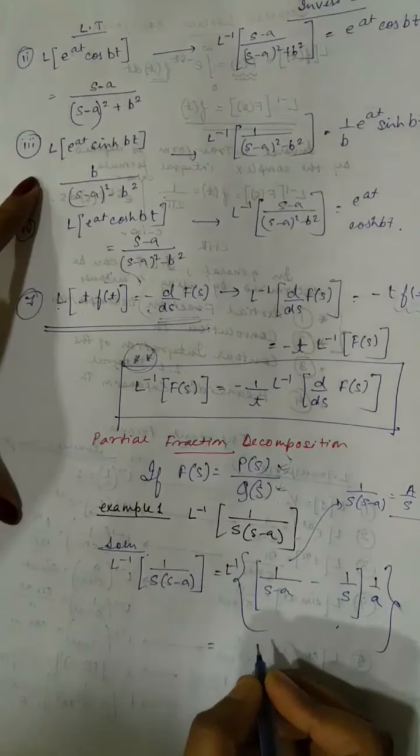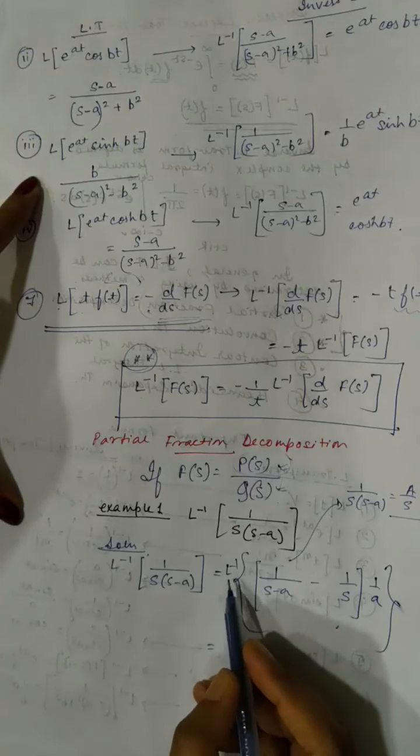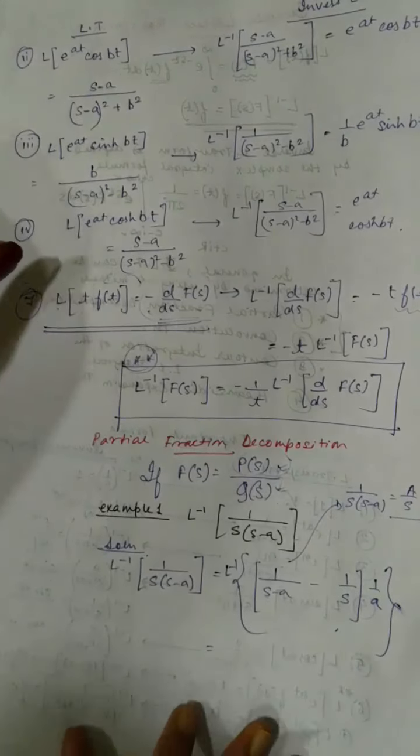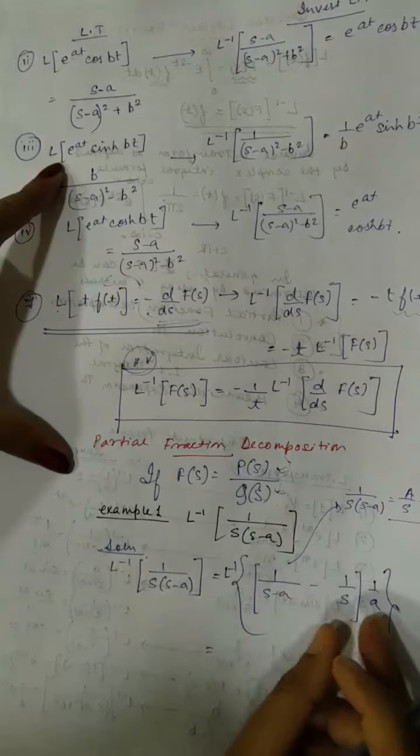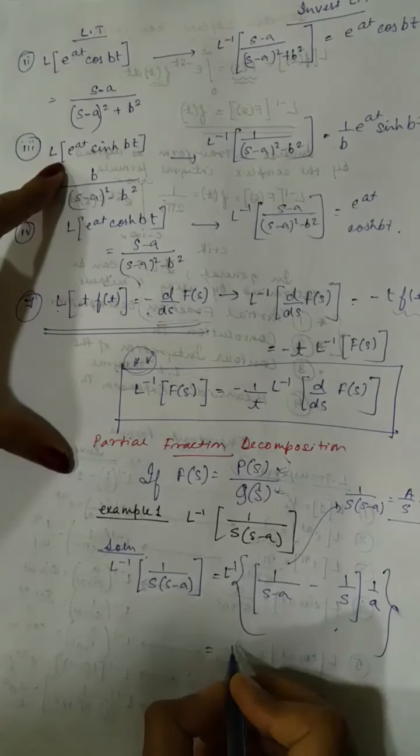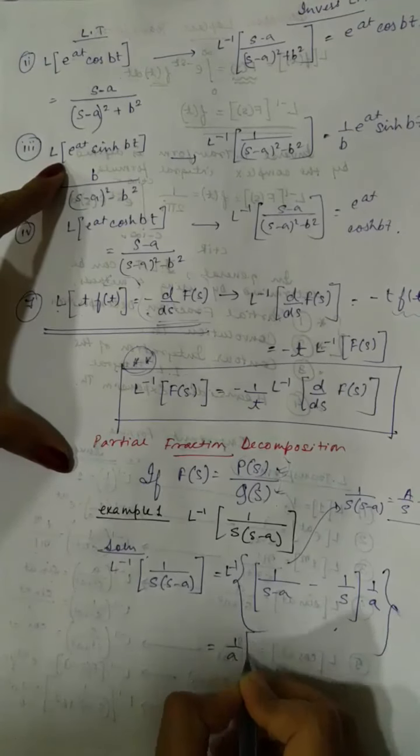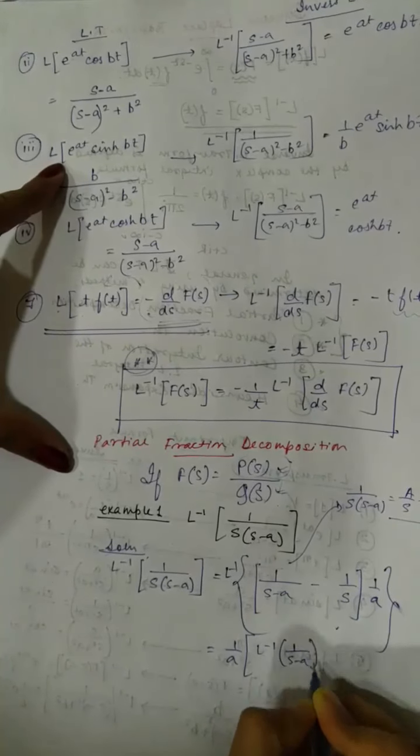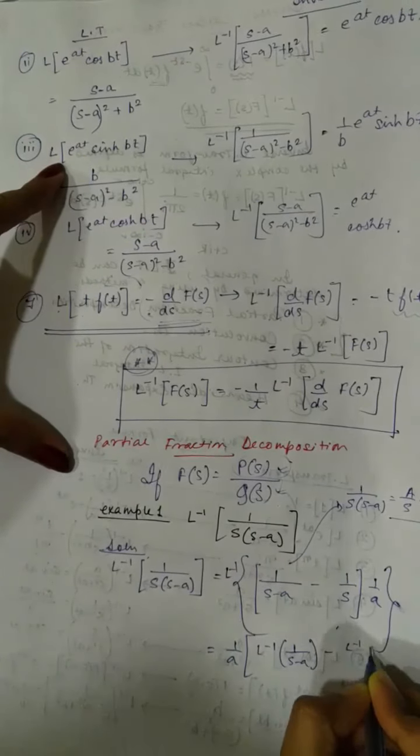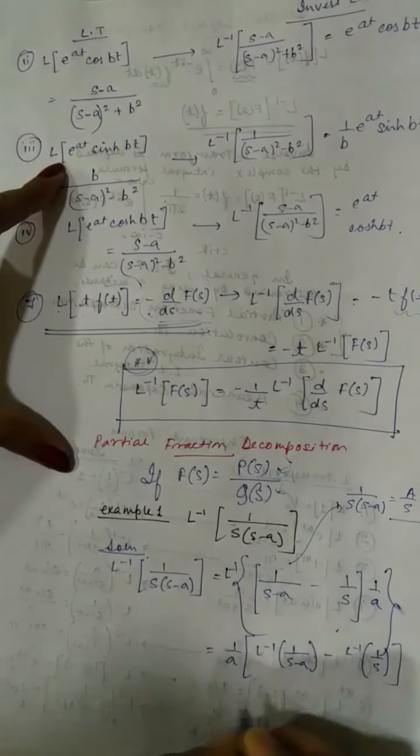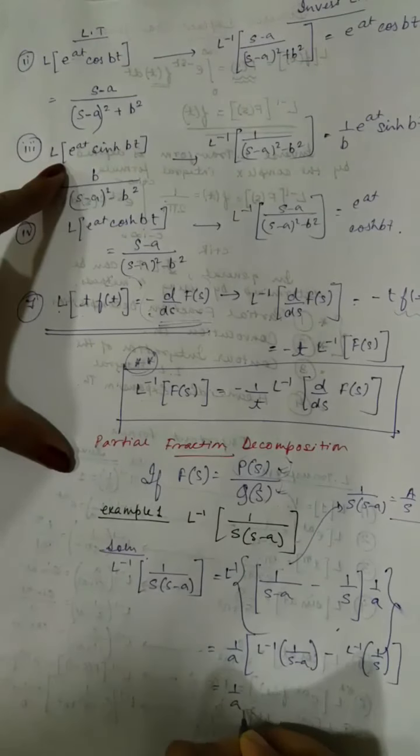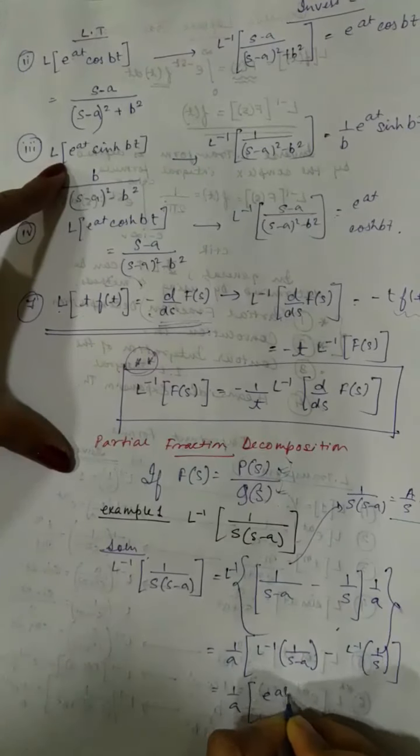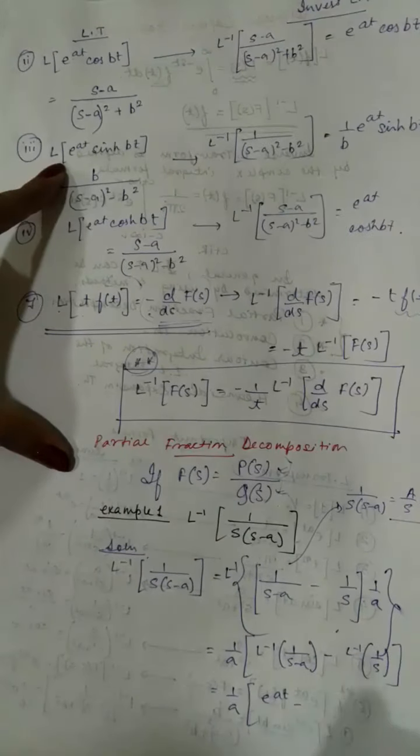Since the Laplace transform and inverse Laplace transform are linear transforms, we can perform it on all the terms of the sum. So it becomes 1 by a inverse Laplace of 1 divided by s minus a, minus inverse Laplace of 1 divided by s, is equal to 1 by a. Inverse Laplace of 1 by s minus a is e to the power at, and inverse Laplace of 1 by s is 1.